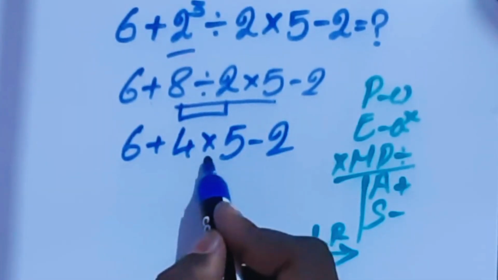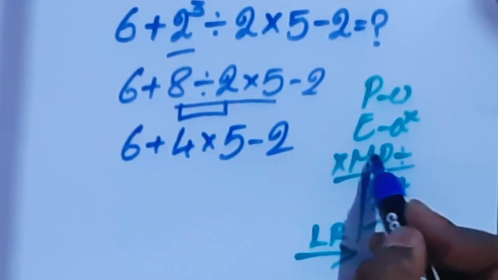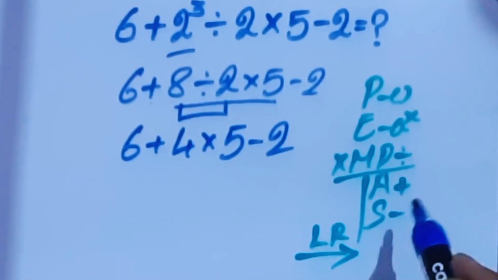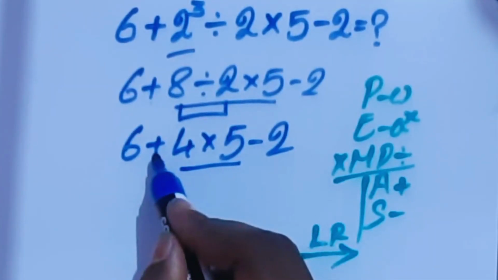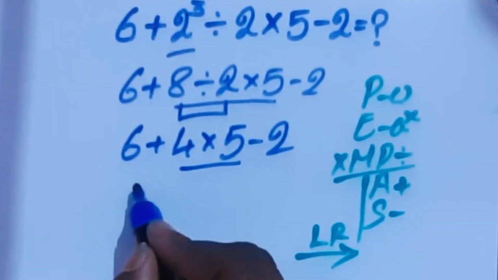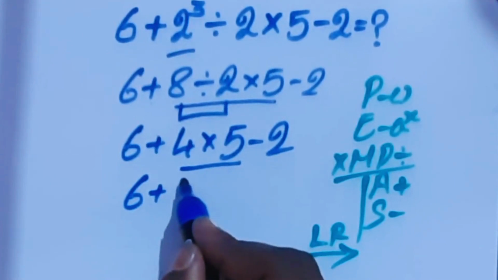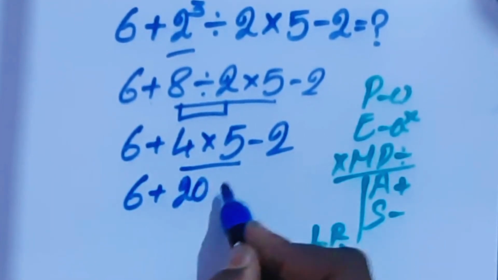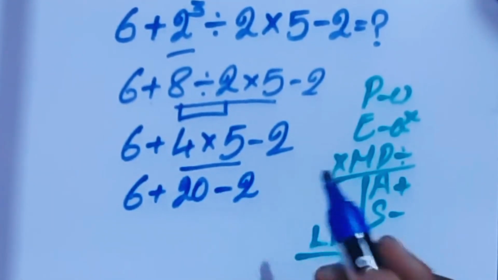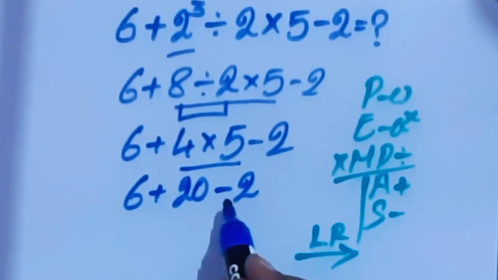Here we have addition, multiplication and subtraction. Here multiplication is higher priority than addition and subtraction. So we have to do this multiplication before the addition and subtraction. Here 6 plus 4 times 5 is 20, minus 2. Here we have addition and subtraction.